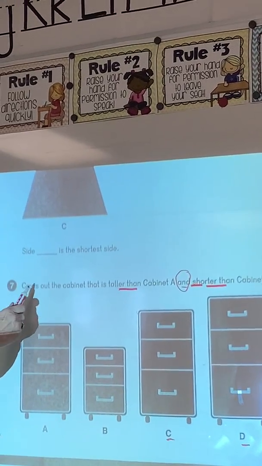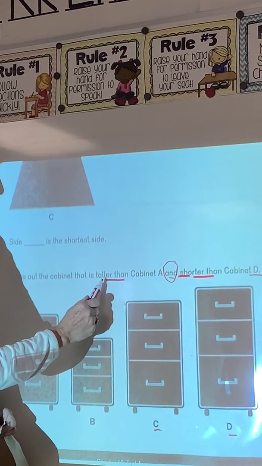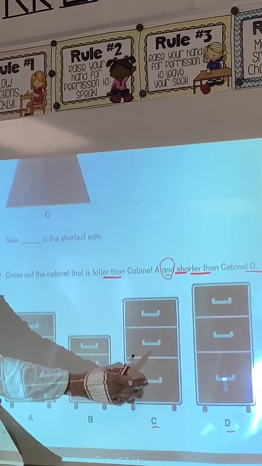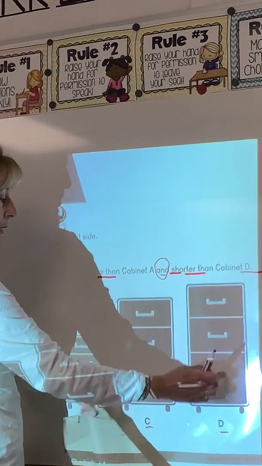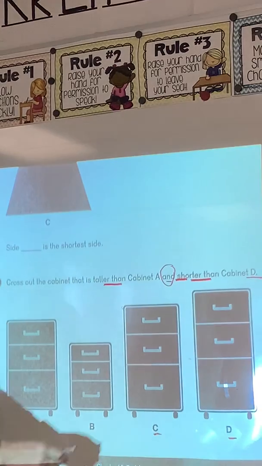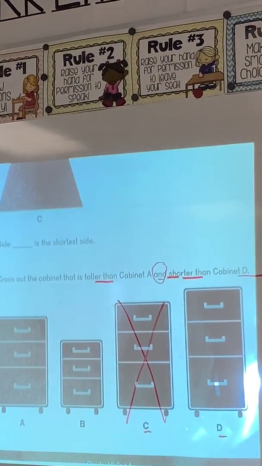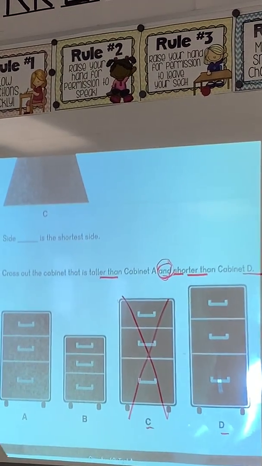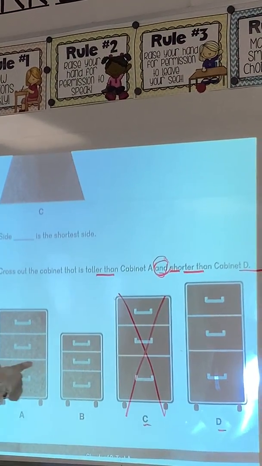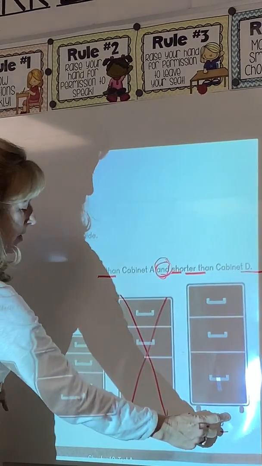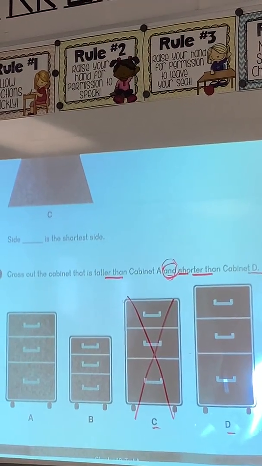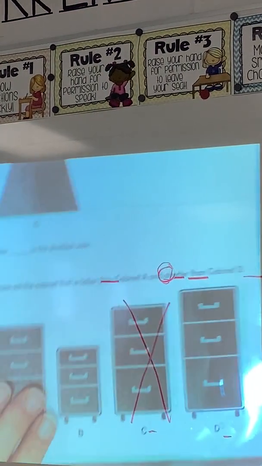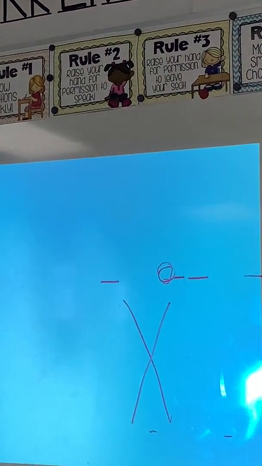Let's read the question one more time. Cross out the cabinet that is taller than cabinet A. C works for that, it's taller, and shorter than cabinet D. And C works for that too. So that's the one we're gonna cross out. This was a tricky one because it had 2 parts to it. Had an "and" in there, you have to remember 2 parts. Taller than A and shorter than D. And C fits both those criteria. Okay, good. Let's move on to the last one for today, and that's gonna be number 8.